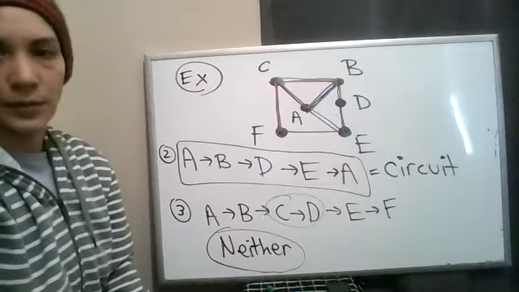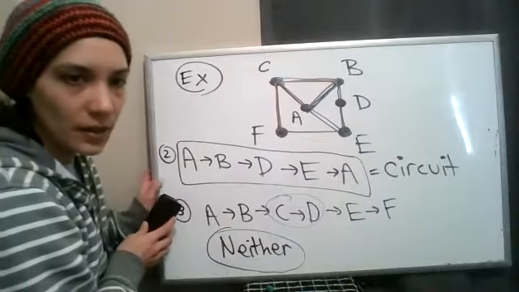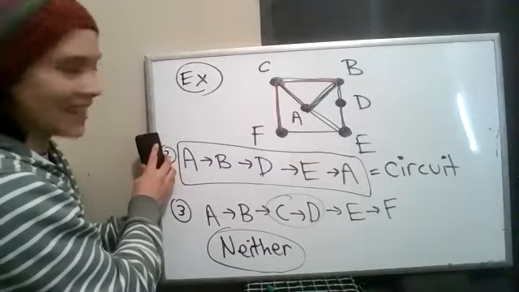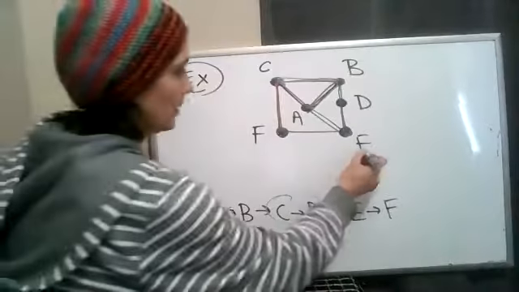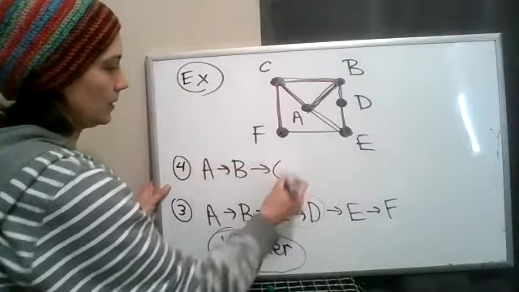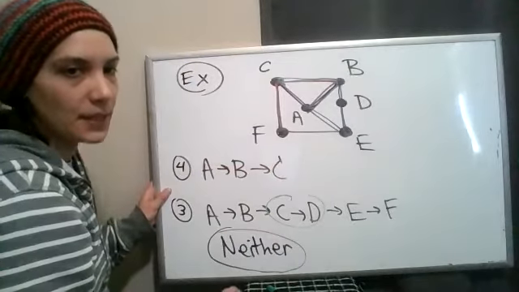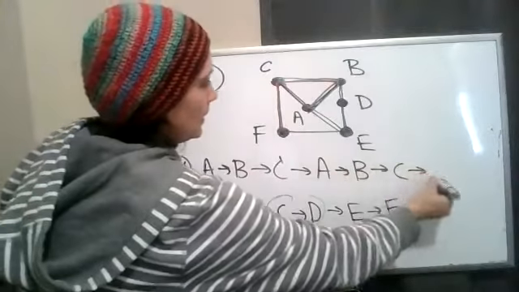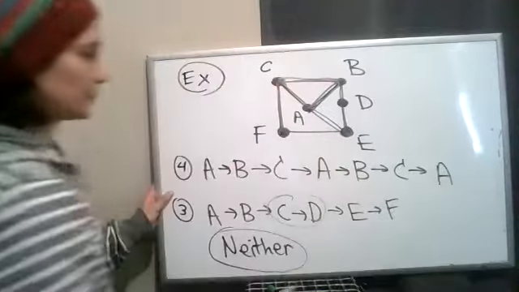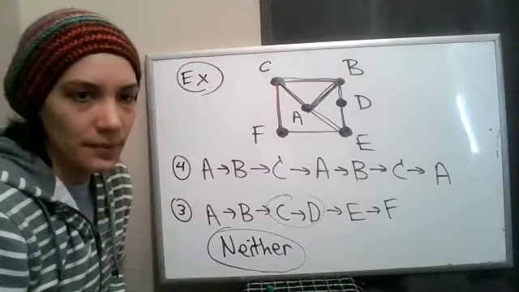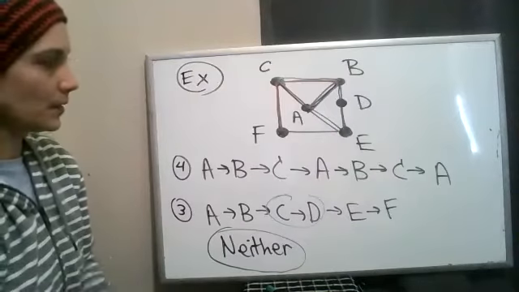And number 4 will be the last thing we do. It's A, B, C, A, B, C, A. Okay, let's see if we can get it all. A, B, C. A, B, C. And then ending with A again. Let's see how this goes.